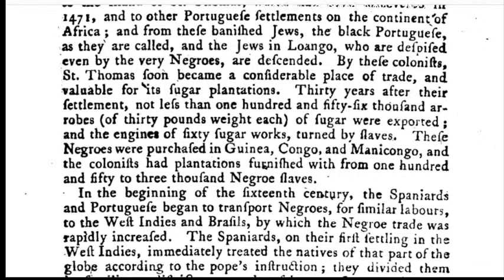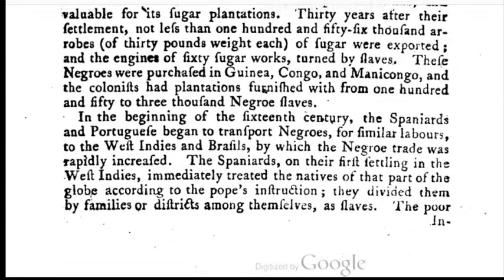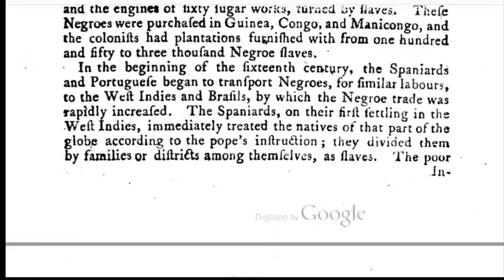So in the beginning of the 16th century, the Spanish and the Portuguese began to transport Negroes for similar labors to the West Indies and Brazils, by which the Negro trade was rapidly increased. The Spaniards, on their first settling in the West Indies, immediately treated the natives of that part of the globe according to the Pope's instruction. Now, see that there? Everybody think the seat of the Pope is a righteous seat. Nah, man, they was putting down oppression. According to the Pope's instructions. So the Pope was instructing this thing, yo.